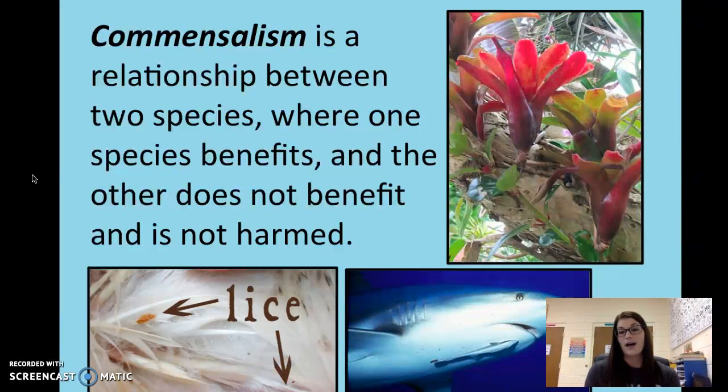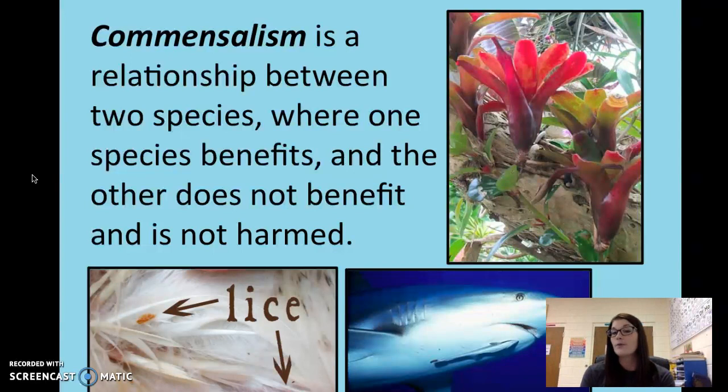Lice is an example of that. A lot of people think that lice is gross. It kind of is, but it's not really hurting the person that it's living on. It's just getting shelter and eating up all the gunk that's in your hair. And then the organism, whether it's a bird or a human or whatever, is unharmed. It's not getting a benefit, but it's also not being harmed.